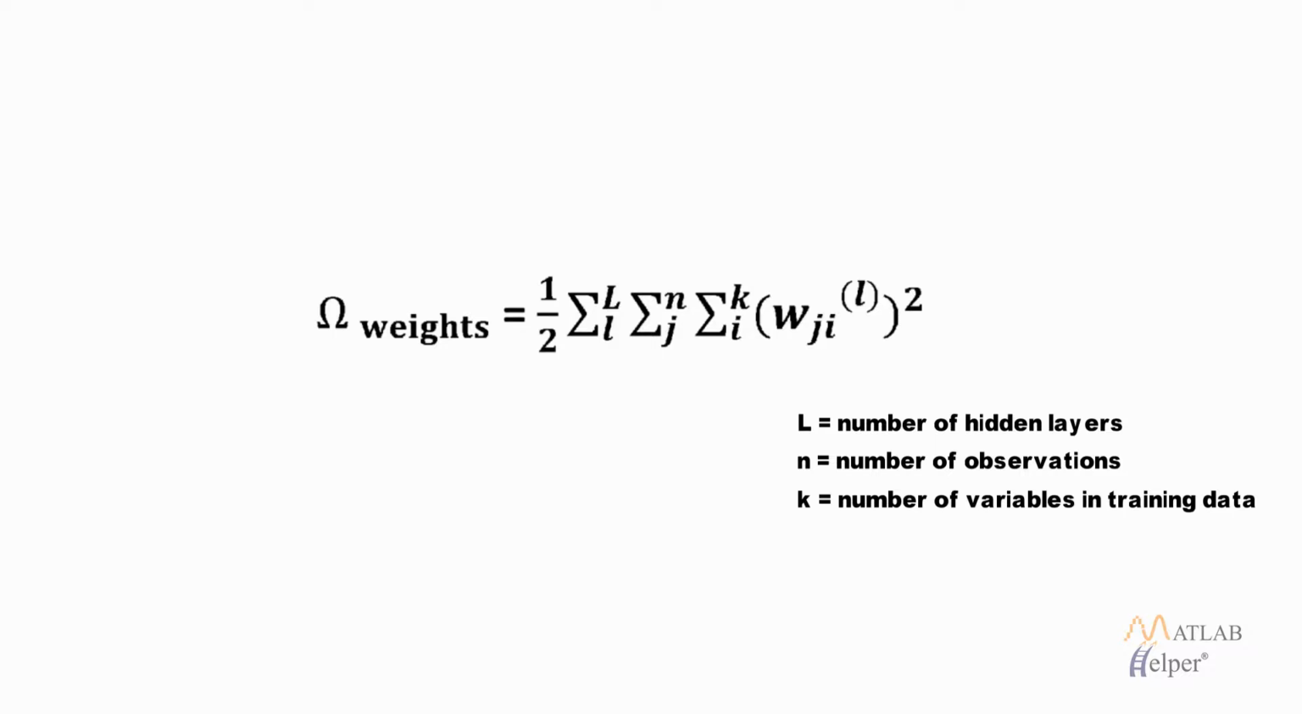Let's say for a picture we have the variable as the number of pixels. So k will represent the number of pixels, and this further will be summed over all the observations, that is the number of samples, and this further will be summed over the number of layers. In this case we only have one layer, so it will not have any effect, and finally it is divided by 2. And the lambda in the cost function represents the parameter for this L2 regularization term.